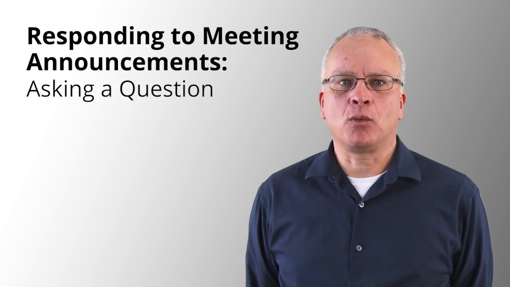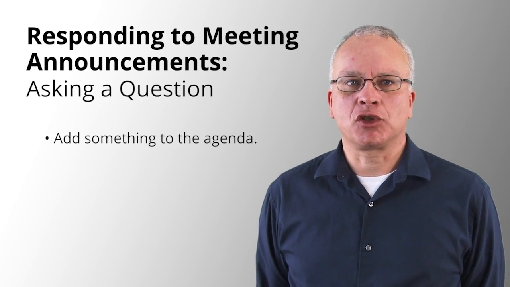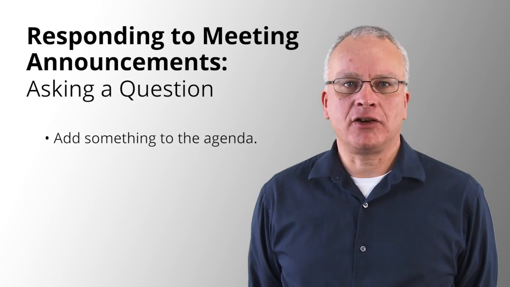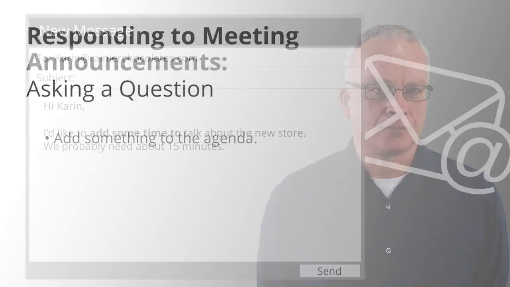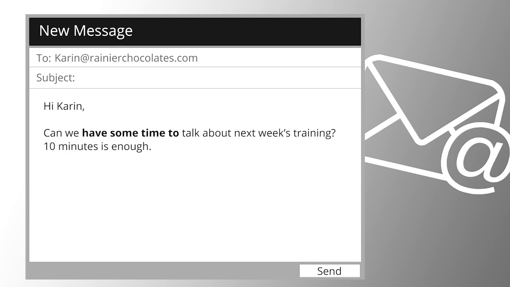Sometimes the meeting email will ask if anyone wants to add anything to the agenda. So if you want to talk about something that is not on the agenda, send a quick email. Here are examples of how to do it. Hi, Karen. I'd like to add some time to talk about the new store. We probably need about 15 minutes. Hi, Karen. Can we have some time to talk about next week's training?